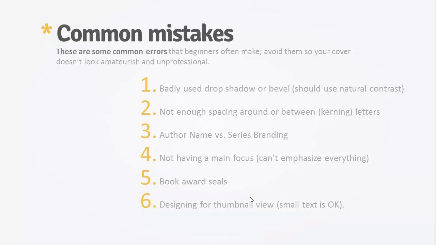Another mistake is author name versus series branding. Sometimes, and this goes together with the previous point, you can't emphasize everything, and you've got to figure out, do you want people to notice your title or your author name or your series? Usually it's the thing that's most famous. So if you're not famous yet, focus on the title, make the title the biggest thing. That's what you want people to see. The rest, your author name and the series branding, can be much, much smaller.